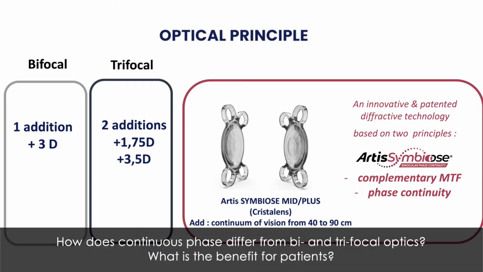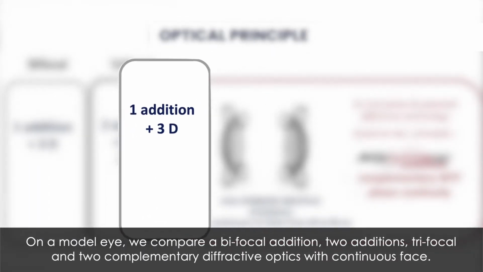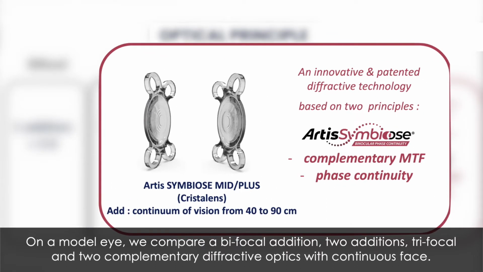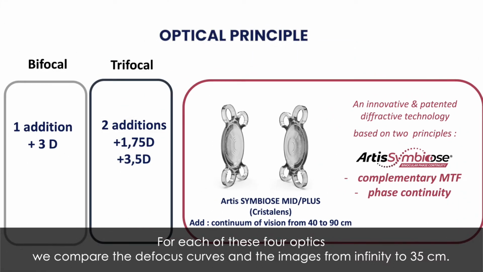How does continuous phase differ from bi- and trifocal optics? What is the benefit for patients? On a model eye, we compare a bifocal addition, two additions, trifocal, and two complementary diffractive optics with continuous phase. For each of these four optics, we compare the defocus curves and the images from infinity to 35 centimeters.